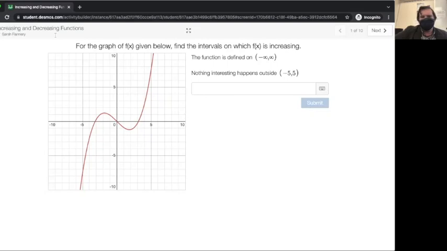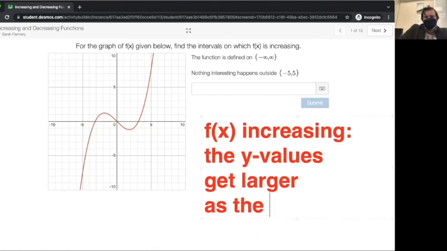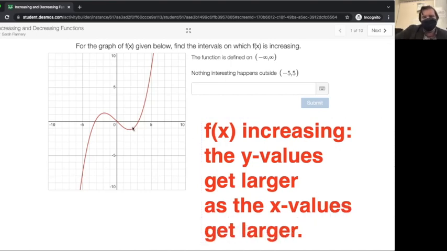So just a very quick reminder, f of x increasing. It means that we're looking at, as the x values get larger, what happens with the y value. The y values get larger as the x values get larger. And so you're looking for where the curve is moving up. What are the intervals where the curve is moving up?